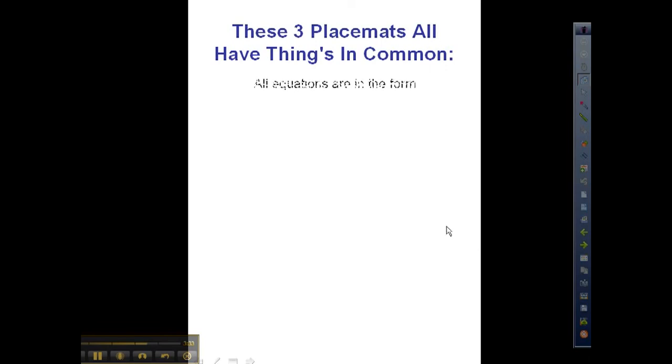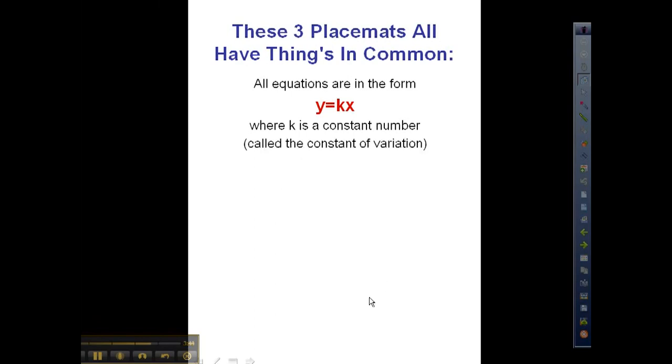You have direct variation if all of the equations are in this form. Y equals kx, where k is a constant number. In the Holt book, it's called the constant of variation. If you look in the Glencoe book, my on-level book, they call it the constant of proportionality.